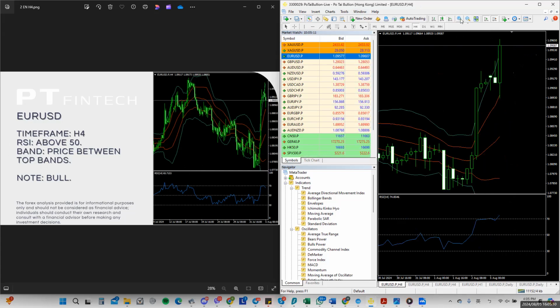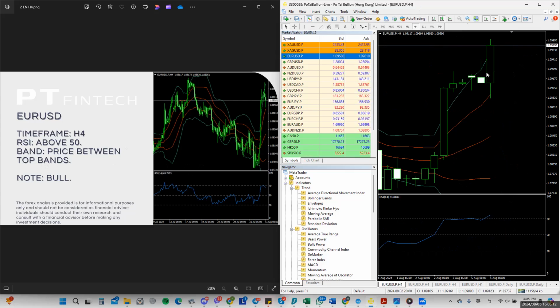Let's take a look at whether it is. The price is not just between the top band. It's actually way higher than the top band, the 2.0 deviation of the Bollinger Band. Usually with this type of setup, it's more aggressive, and a lot of people would still see this as more bullish. Now, let's take a look at H1.